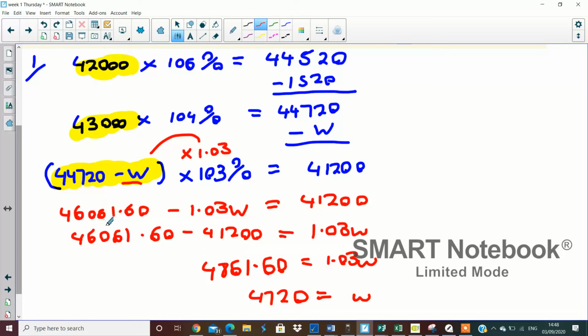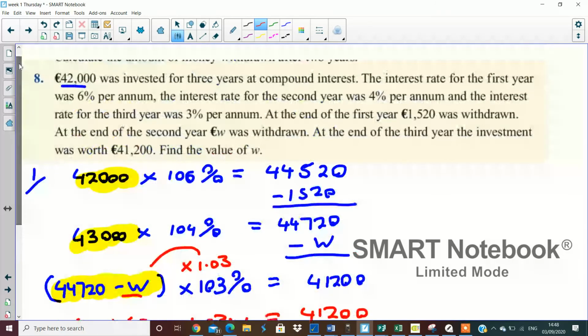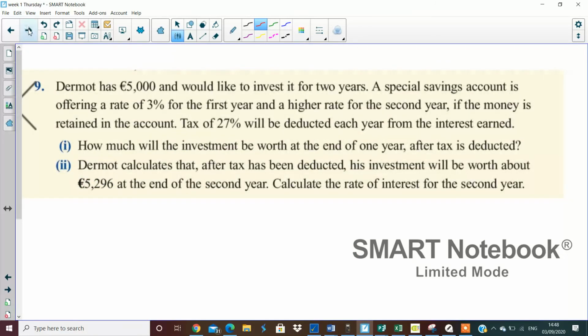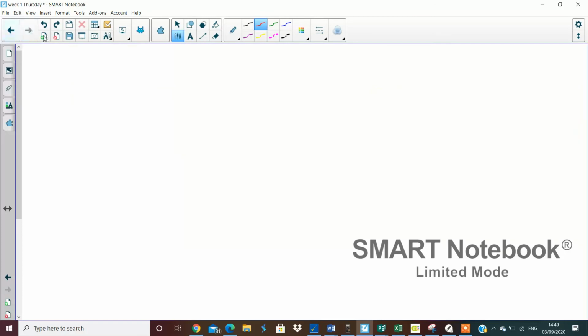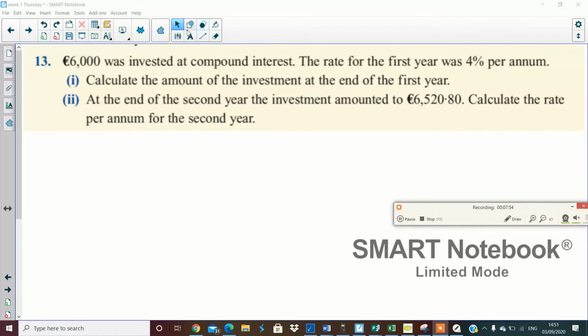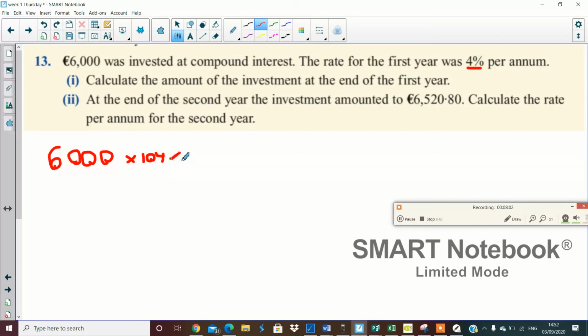Happy days. So I've done question 6, I've done question 8. Alright, pause it there. Have a look at 13, lads. You start off with €6,000 invested in compound interest. You're given 4% extra, so you multiply that by 104%. Did you get 6,240? Was it? Okay, done. Part 1 done, yeah.